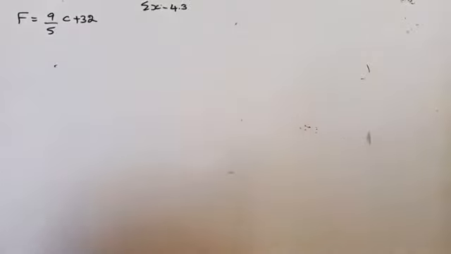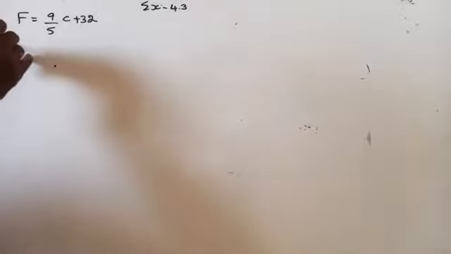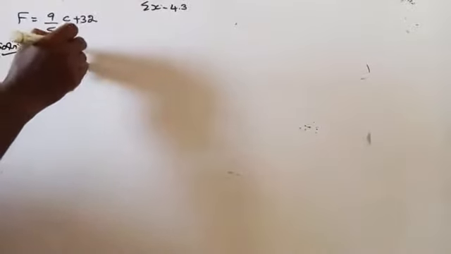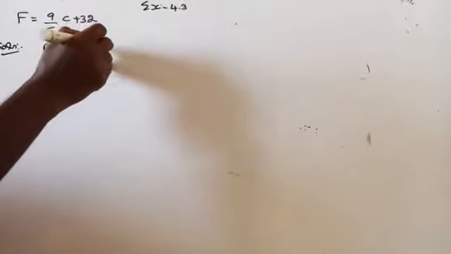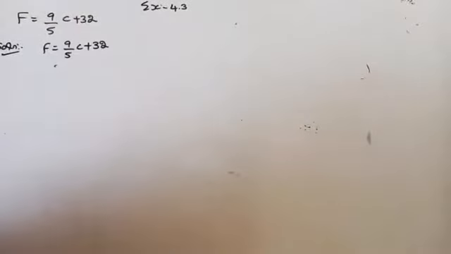Now draw the graph of the linear equation above using Celsius for x-axis and Fahrenheit for y-axis. Okay, first we will do the first part. According to the equation, F equal to 9 by 5C plus 32, it is given for you. They asked us to take the Celsius on the x-axis and the Fahrenheit on the y-axis.